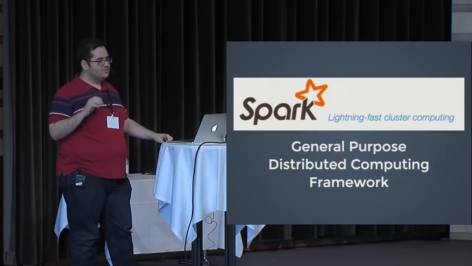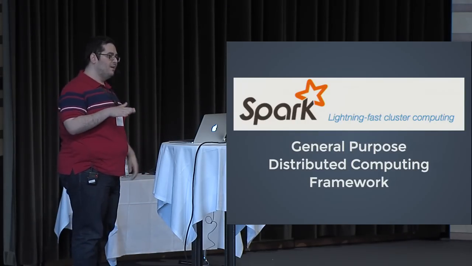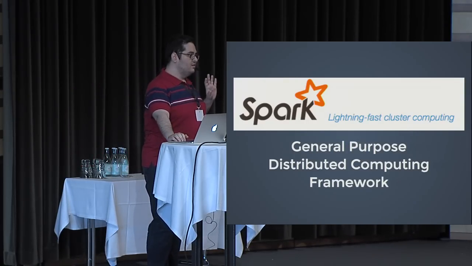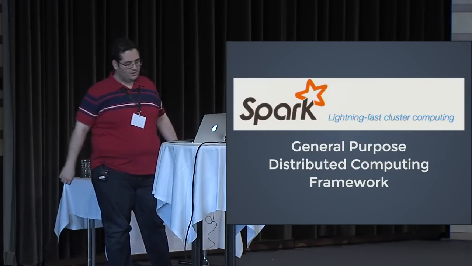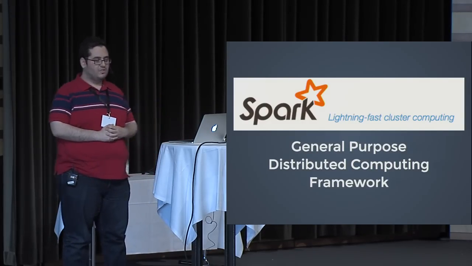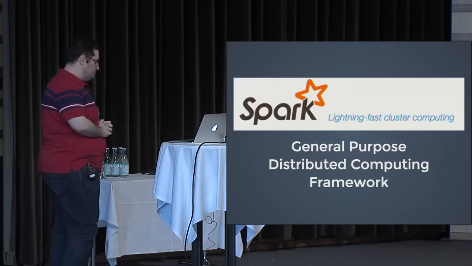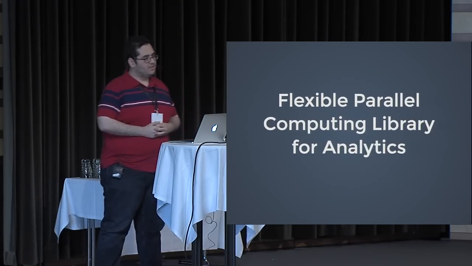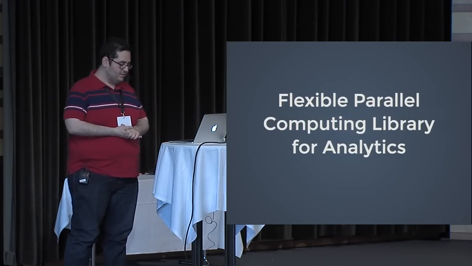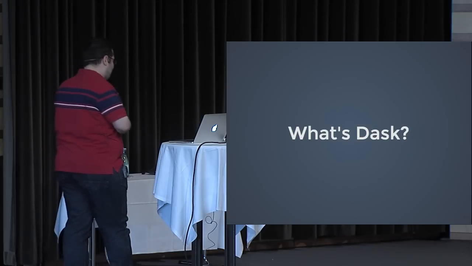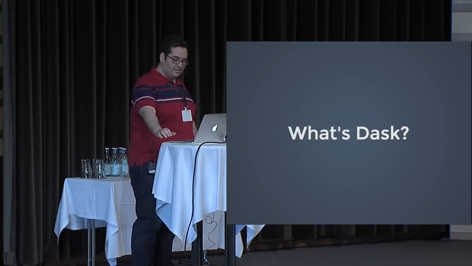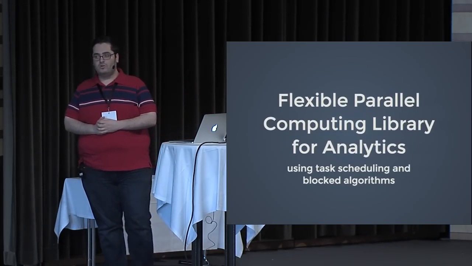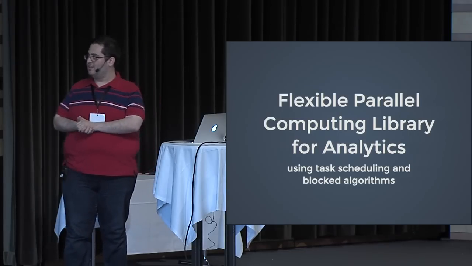But today, my talk is not really about Spark. My talk is about another framework that I think is great. The framework is called Dask, but what is Dask? Dask is a flexible parallel computing library for analytics. But again, what does that mean? Using task scheduling and blocked algorithms. So what do I mean by that?